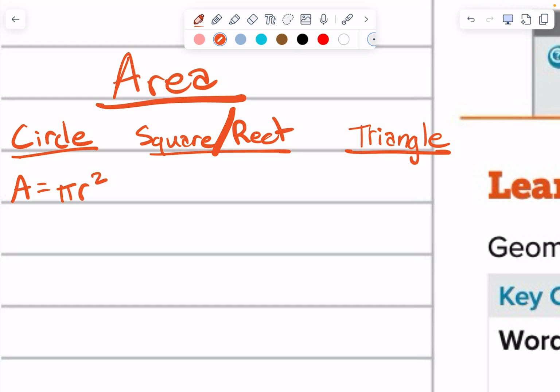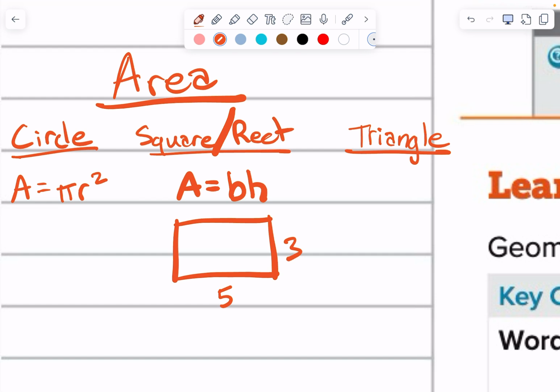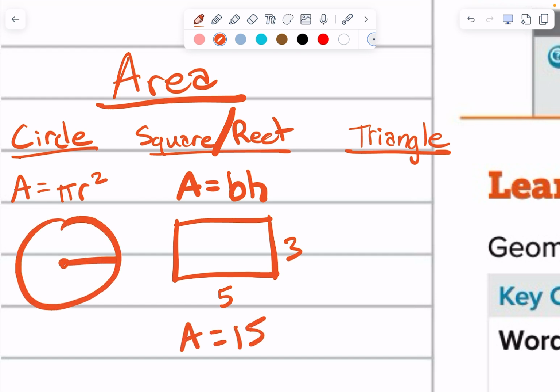How do you find the area of a square or a rectangle? Length times width or base times height, however you want to say it, right? If it's a square, then the length and the base and the height will be the same. If it's a rectangle, they will not be the same. Let me make him rectangular. Let's say this is 5 and this is 3. What's the area? 15. Let's say I have a circle where my radius is 10.